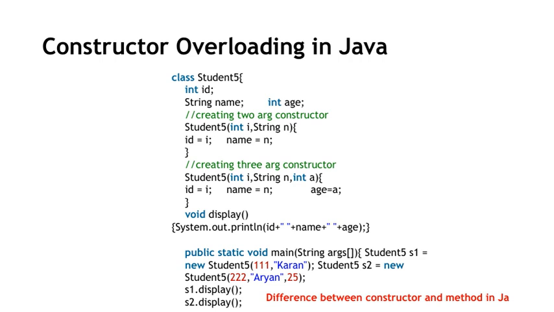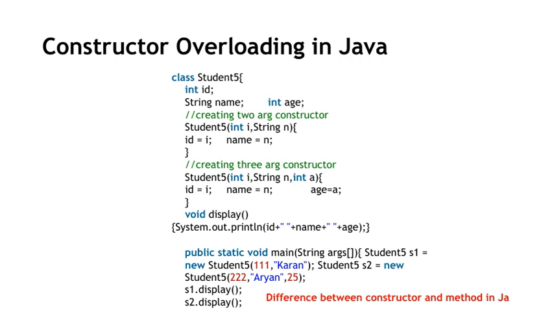When we call the display method on both objects, they show their respective data. Now, I want to highlight an important point. In Java, constructors are special methods used to initialize objects. Constructor overloading is a way to provide flexibility in object creation. Finally, the slide mentions the difference between constructors and methods in Java.